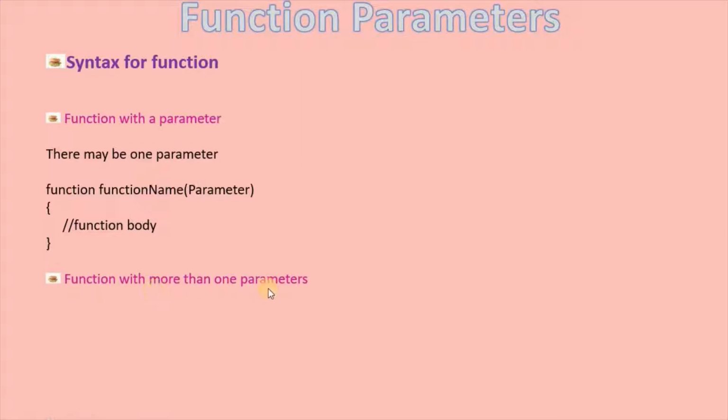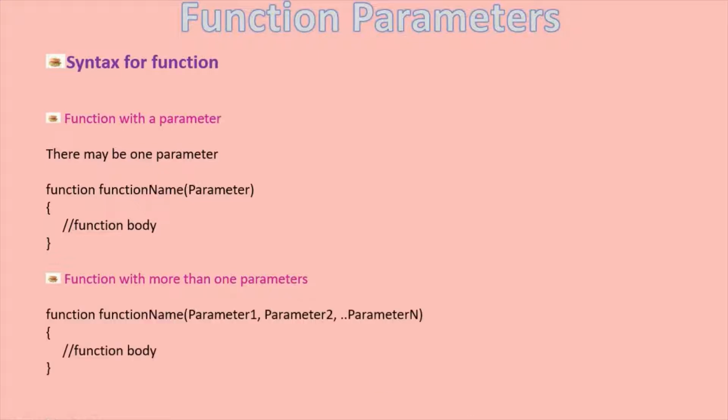Function with more than one parameter. Sometimes there may be one parameter, but many times there are more than one parameters. So in that case, syntax is function name, in parentheses parameter 1, parameter 2, and there may be any number of parameters, or n number of parameters. So parameter n, and there must be a comma between parameters, and within curly brackets the function body.